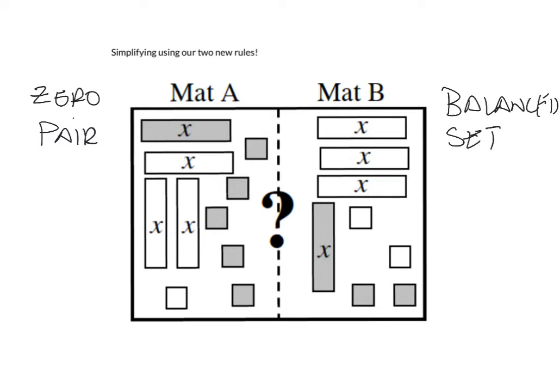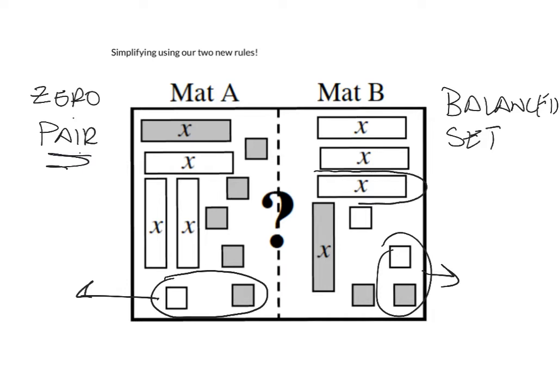Now, I'm going to start over here with some zero pairs. All that means is if I have a set of tiles that are opposite to each other, I can take them off the board because they count as zero. So I can go through and take away all my zero pairs from the board, which I am simplifying there.